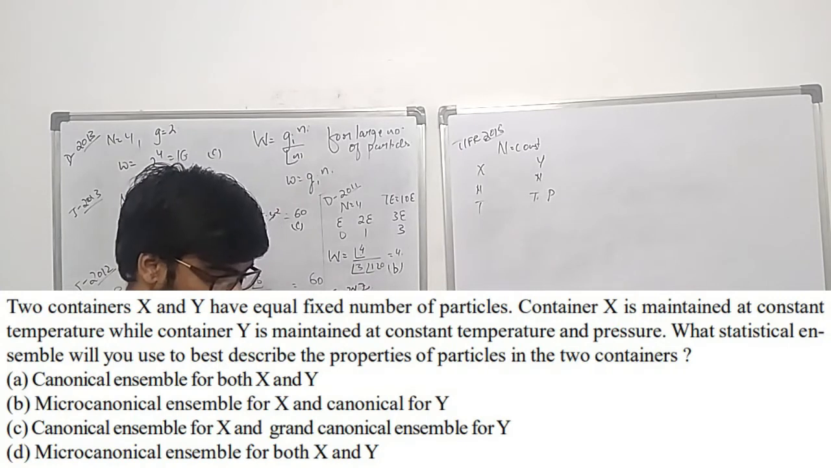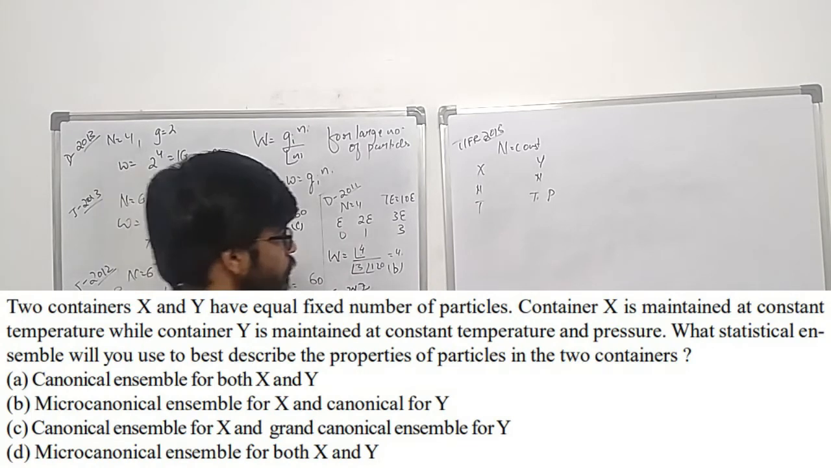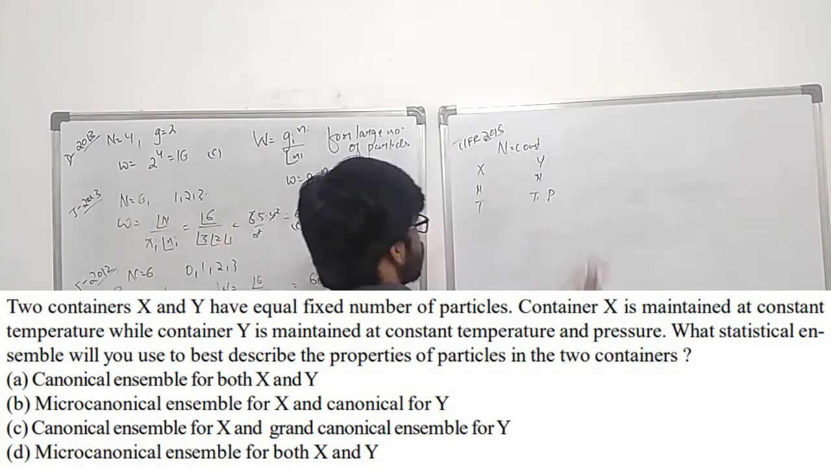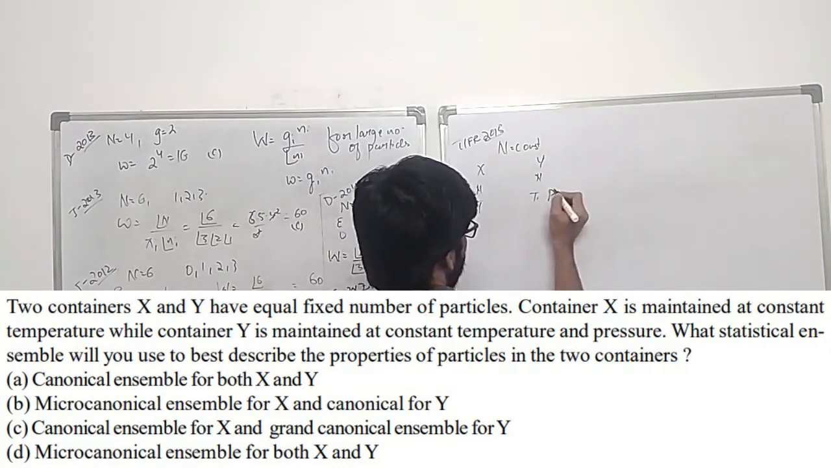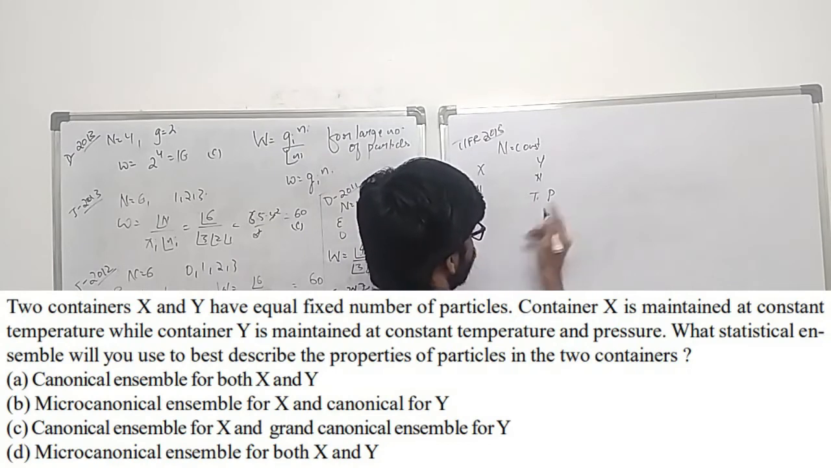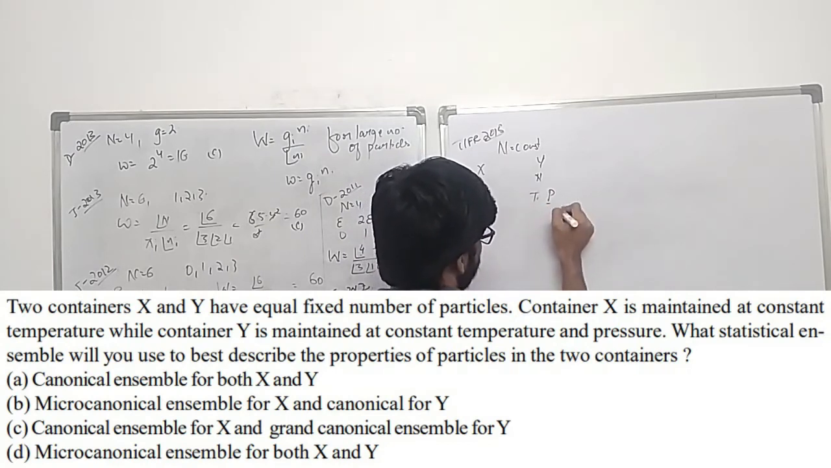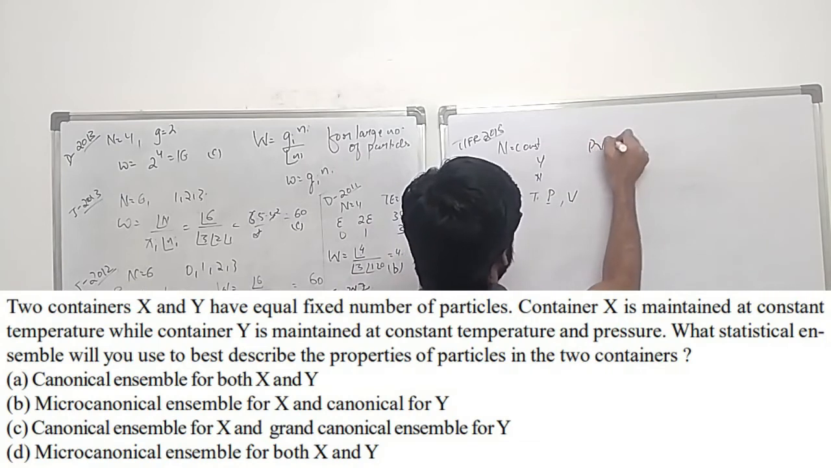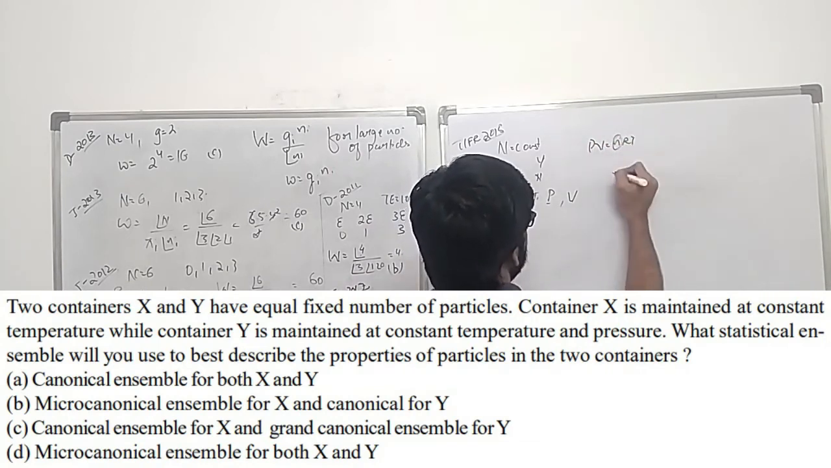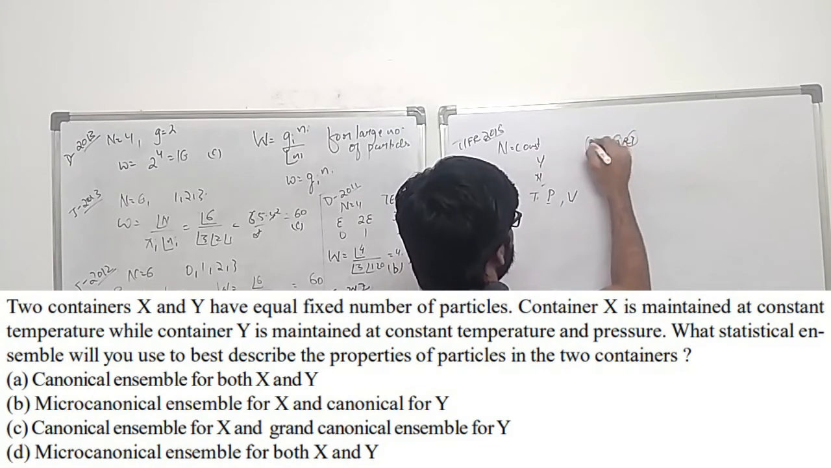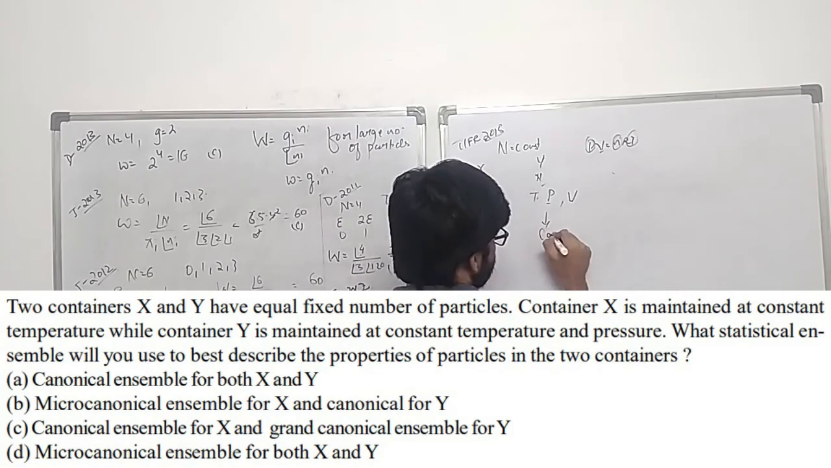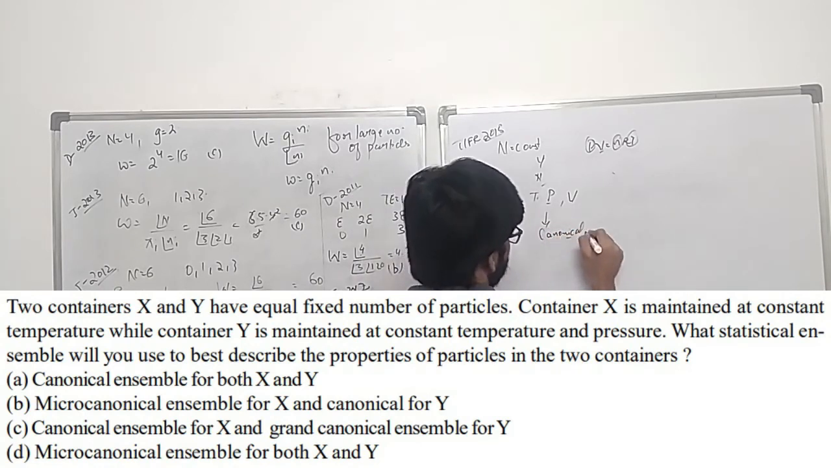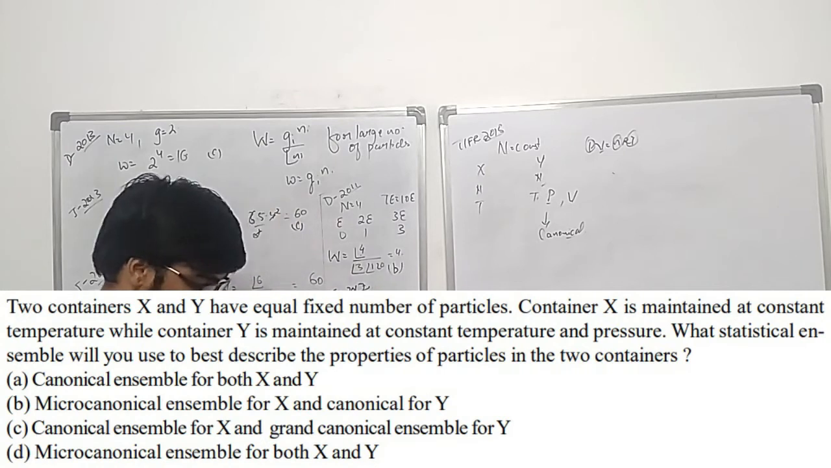What statistical ensemble will you use to best describe the properties of particles in the 2 containers? Okay, so they have not said anything about energy, so let's consider that energy is not constant here. You have N, T, P constant. If P is constant, you would automatically get V constant because PV equals nRT. So N is constant, T is constant, P is constant, V is also constant. So this becomes NVT, which is canonical ensemble.